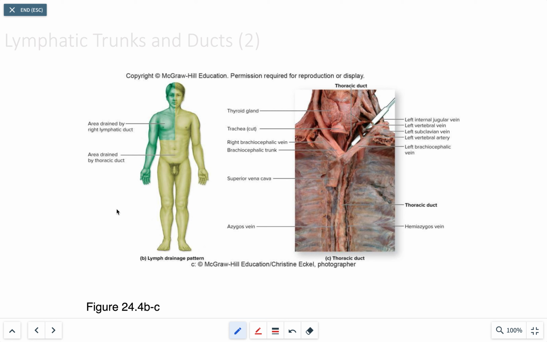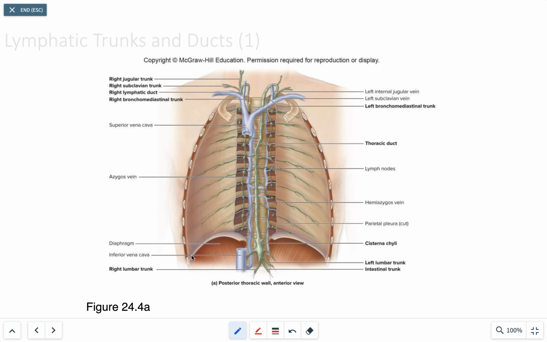So this is another picture of the ducts. The right lymphatic duct and the thoracic duct are formed by the fusion of all the lymphatic trunks. The first one we're going to talk about is the right lymphatic duct. I'll just go back here.